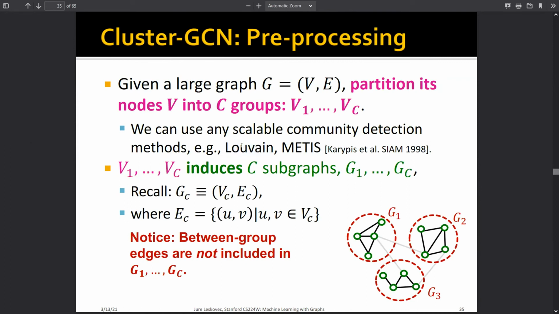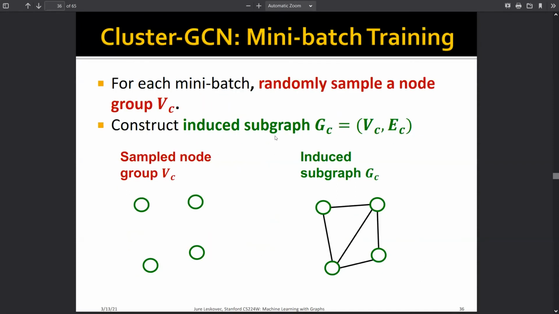So you have to break it up into C groups, and within each of these C groups, I think, right? So okay, GC, VC, EC. Sorry. Do you want me to go to the next slide? Yeah, please. Okay, so from here he's sampling a mini node group VC. So that's what I was saying. It's doing SGD at a subgraph level, taking a first sample.